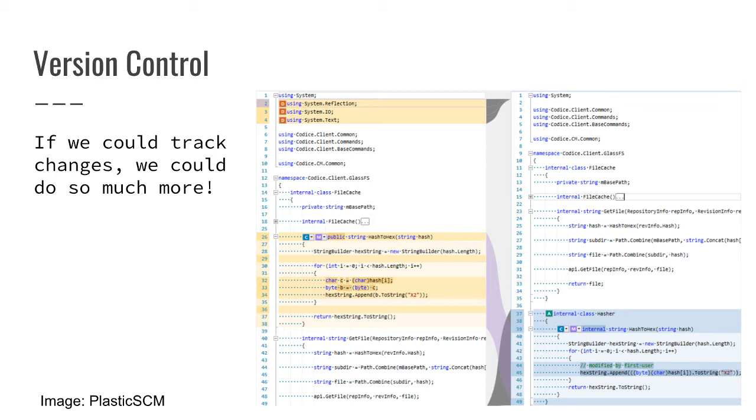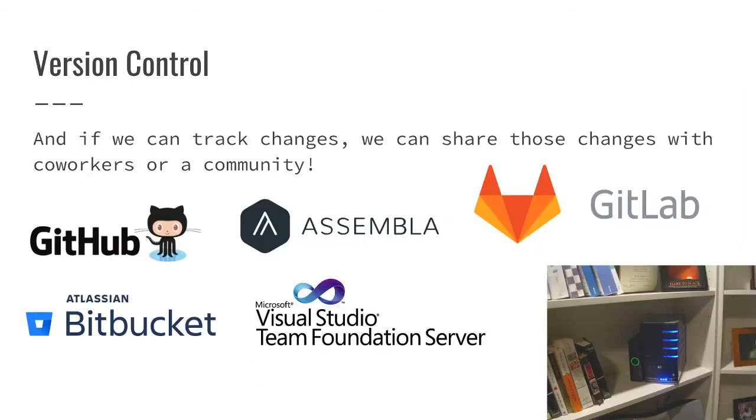So here's just an example, a screenshot of a merge tool or a diff tool that lets you see the differences between files. There's many elegant ways to improve your workflow just with tracking changes. And also, with tracking changes, you can share them with other people. Other people could make changes, and you could use those changes to improve your project.